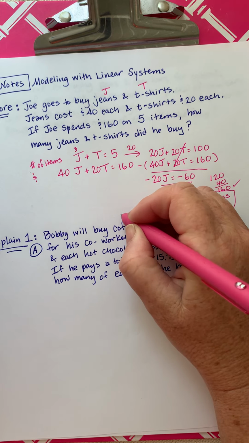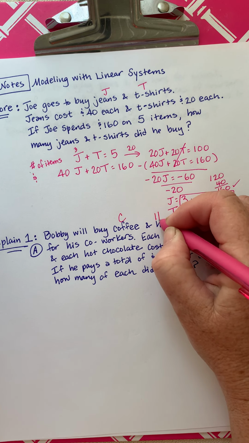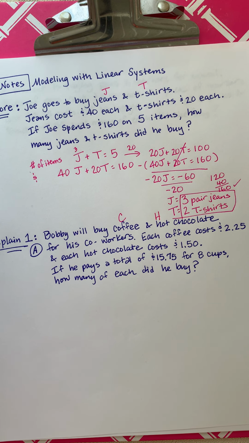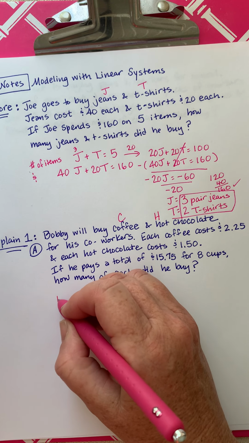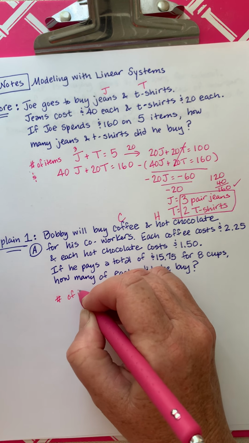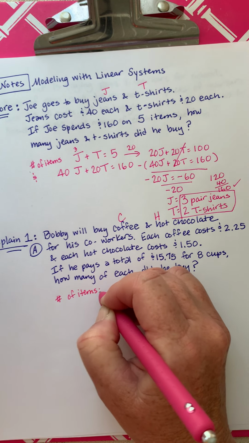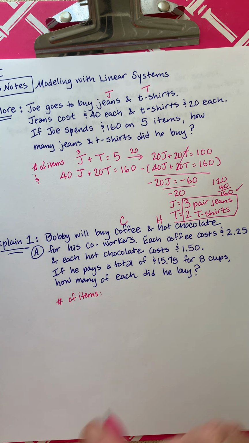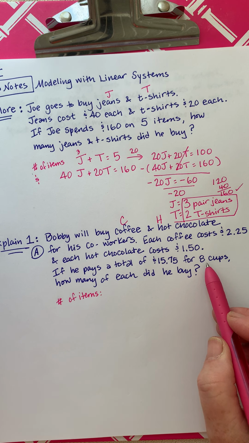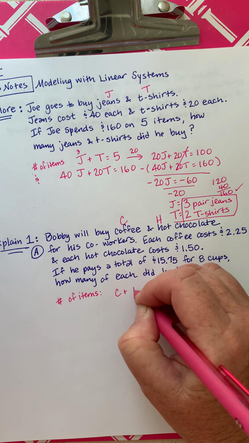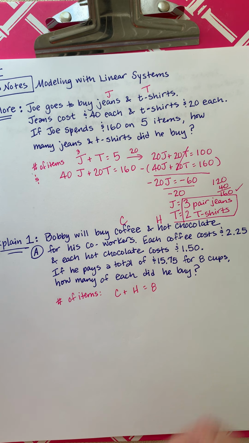Okay, so I'm going to call my coffees C and my hot chocolate H. Okay, how many did he buy? So the number of items, I like to get that one out of the way first. Okay, he bought a total of 8 cups. So coffee plus hot chocolate is 8.